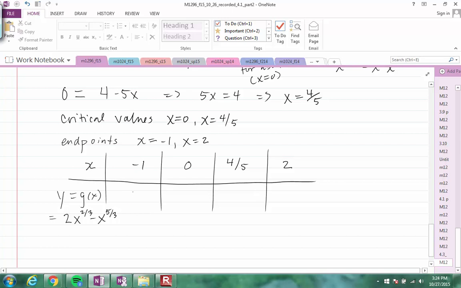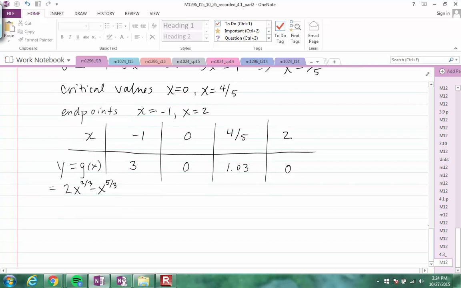So if you plug in -1 into that, you get 3. If you plug 0 in, you get 0. For 4/5, you get about 1.03. So approximate answers are okay here because we need to compare them and see where they are relative to other values. And then we have x equals 2.